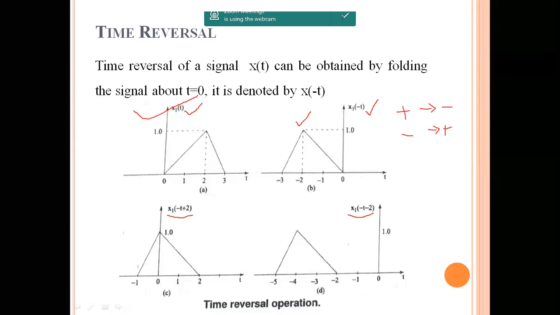Okay. Now I'm going to solve one more example, which belongs to the same time reversal operation. For that I am going to share my whiteboard. You please listen. You please see here.